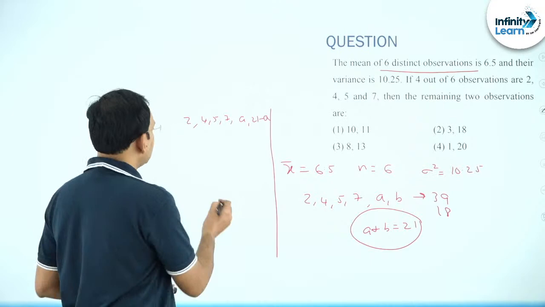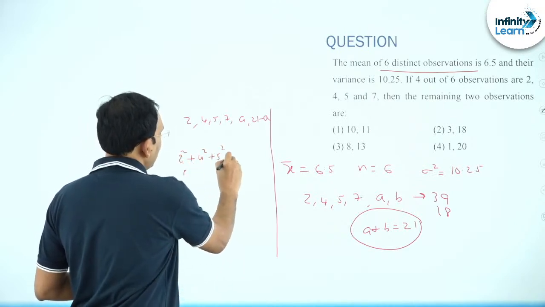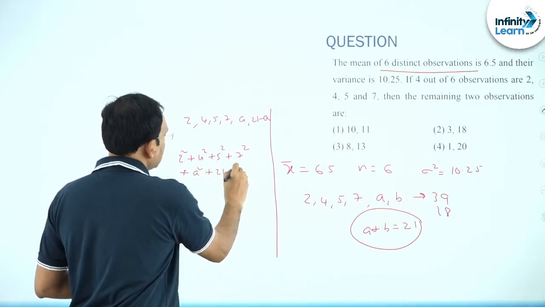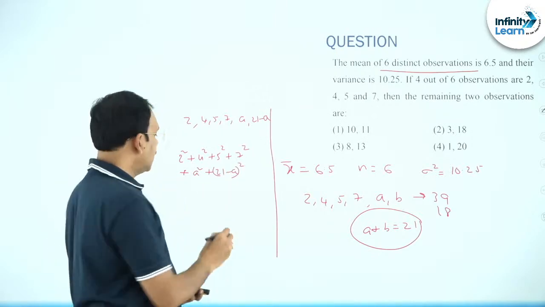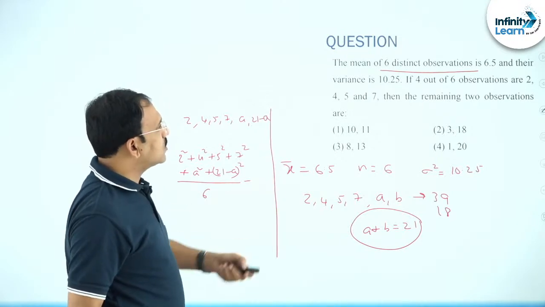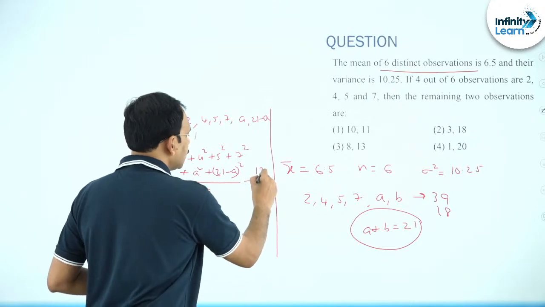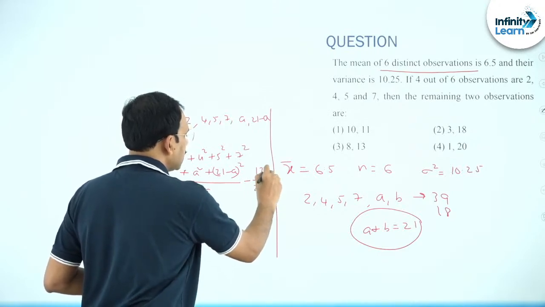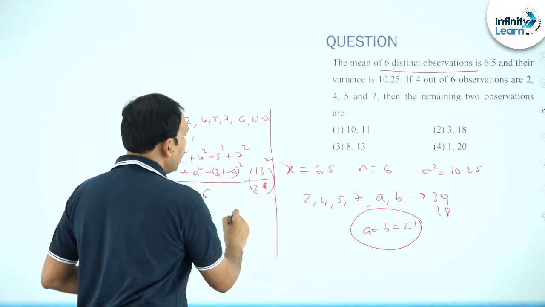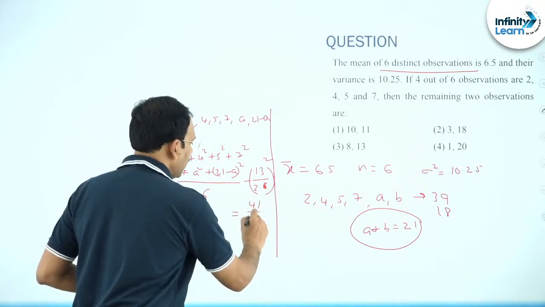So, the variance is going to be 2 square plus 4 square plus 5 square plus 7 square plus a square plus 21 minus a whole square, sigma xi square by n, minus the average, which is 6.5, that is 13 by 2. So, 13 by 2 square, the average squared, is given as 10.25, that is 10 1 by 4, which is 41 by 4.